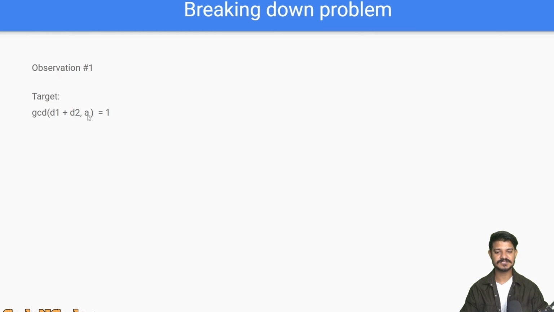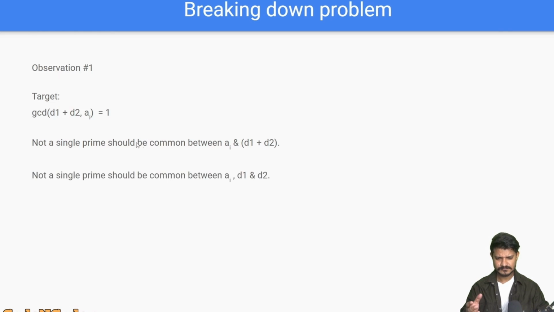Our target is to make the GCD of d1 plus d2 comma ai equal to 1. That means there should not be even a single common prime between ai and d1 plus d2. If even a single prime is common between these two, then their GCD cannot be 1. I can extend this to say that not a single prime should be common among all three: ai, d1, and d2. If even a single prime is common among these, the GCD is not going to be 1; at minimum it will be that common prime. Observation 1 is pretty obvious, but sometimes obvious things help you solve the problem. So remember this: between d1, d2 and ai, there shouldn't be even a single common prime number.